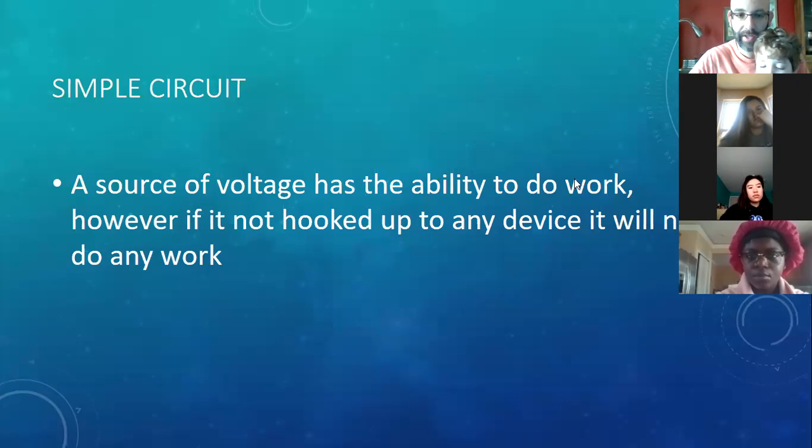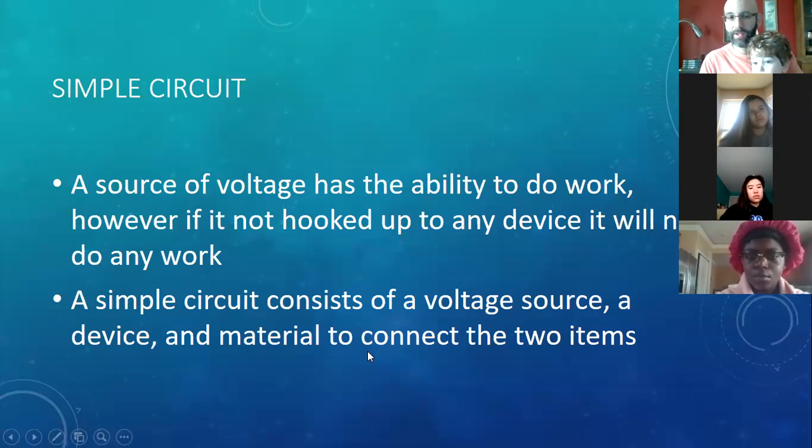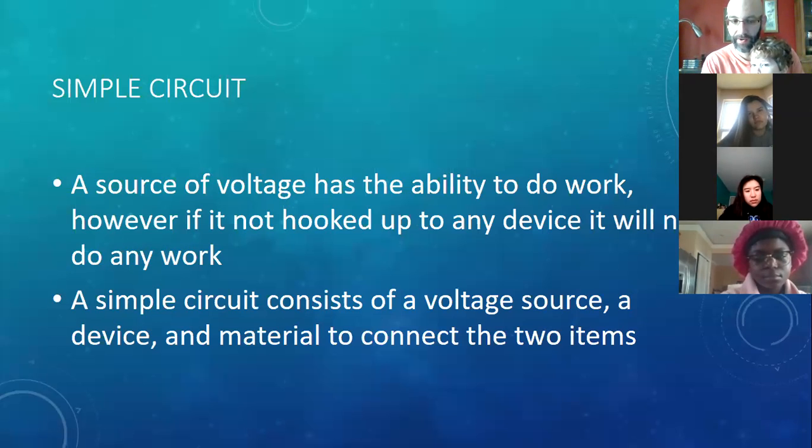So in a circuit, we take that voltage source and some sort of device, and then we connect the two things with some sort of material, usually wires. So the simplest circuit is a voltage source, a device that we're going to power, and wires to connect the two things together. As easy as that.